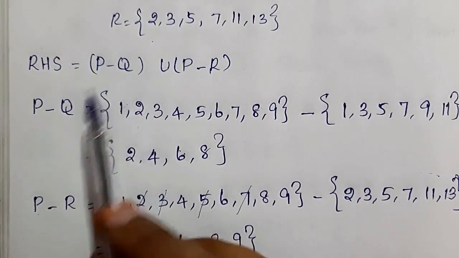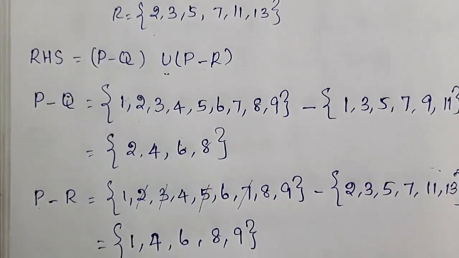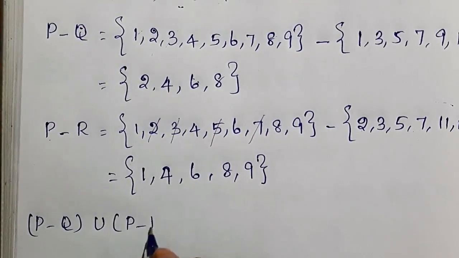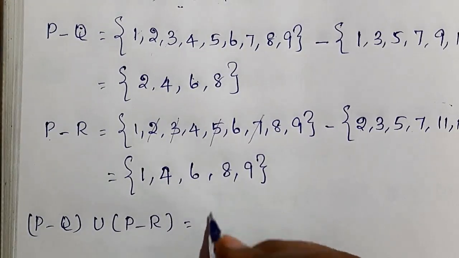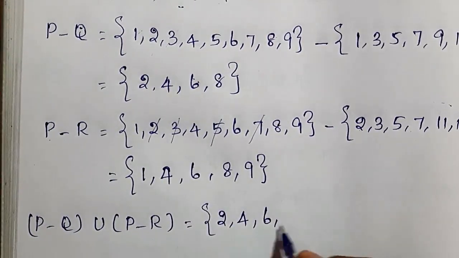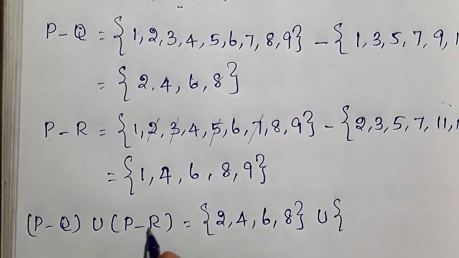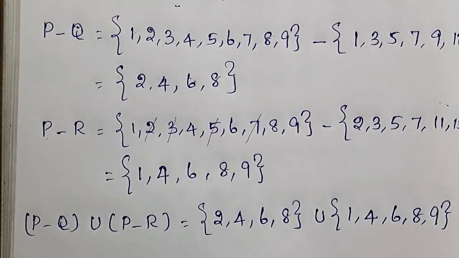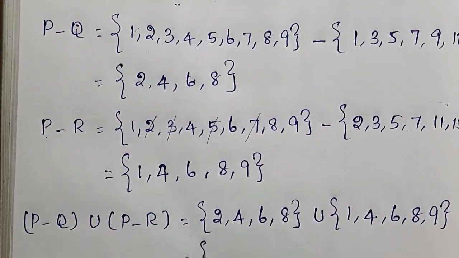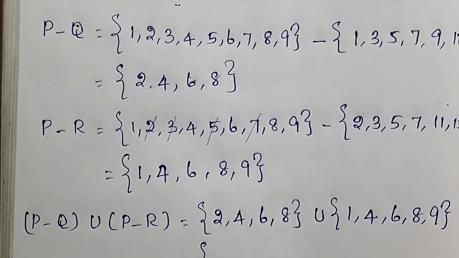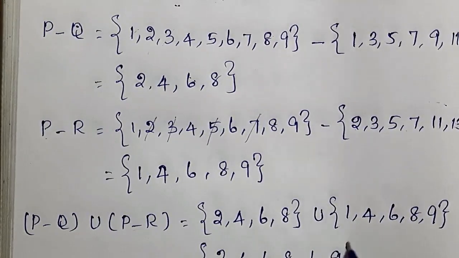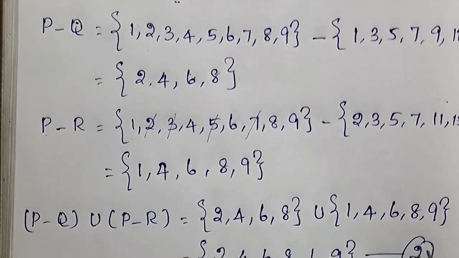What we need is this set union the next set. So P minus Q union P minus R is equal to, first I write this set, 2, 4, 6, 8, union the next set, 1, 4, 6, 8, 9. So write the union of both sets. Collect all the elements. First I write 2, 4, 6, 8. Next, element 1, 4 already written, 6 already written, 8 already written, then 9. Take it as equation number 2.